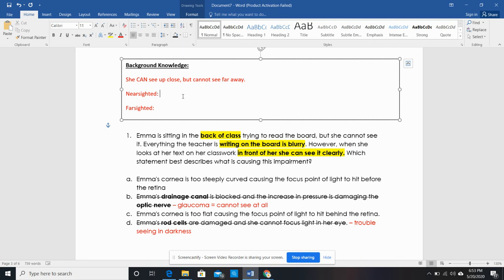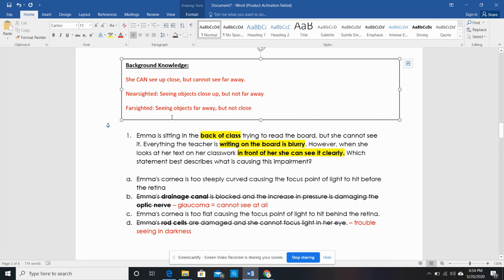If you said seeing objects close up but not far away, you are correct. What does it mean to be farsighted? You said seeing objects far away but not close, then you are correct. So this is the difference between the 2 and how it affects your vision.